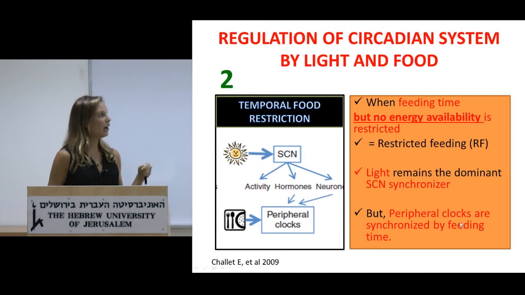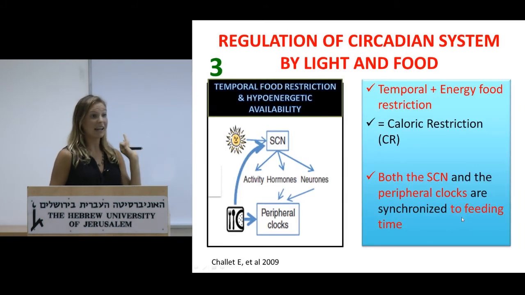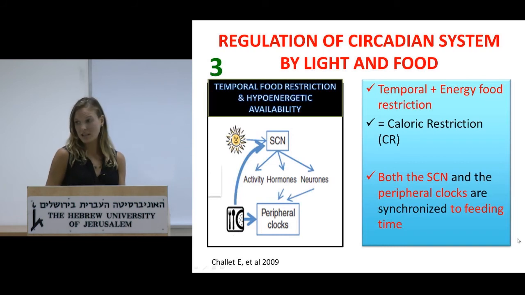And in the third scenario, when we have temporal and calorie restriction, which is called caloric restriction, both the master clock and the peripheral clocks will be synchronized by the food cues. That means by our feeding time. So on this relies the importance of keeping an adequate meal schedule. As you see, it's very related.